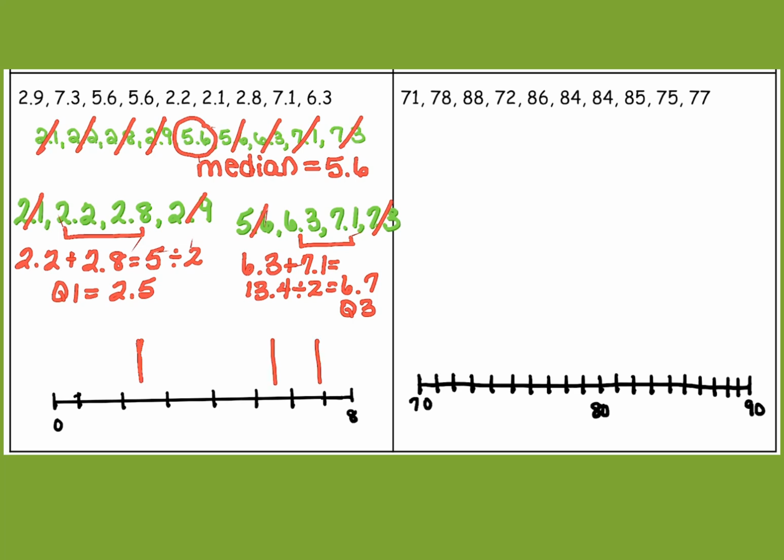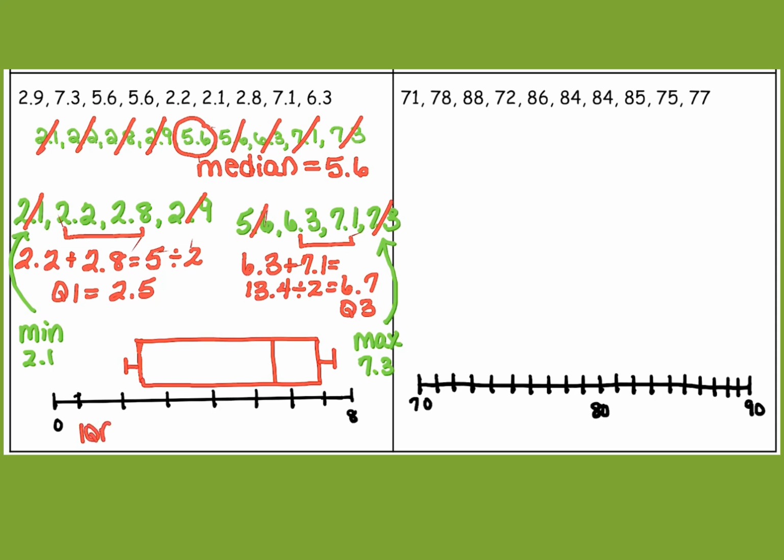Now that we have found all of our box values, we're going to make our box on our number line, and then we're going to find our minimum and our maximum to find our whiskers. So our minimum value is 2 1/10, and our maximum value is 7 3/10. When we draw that onto our number line, we can see that now we have a box and whisker plot.